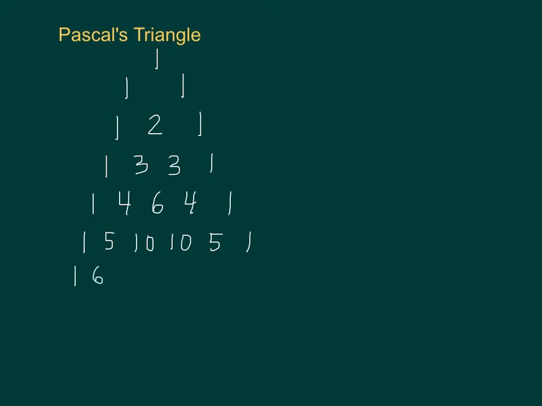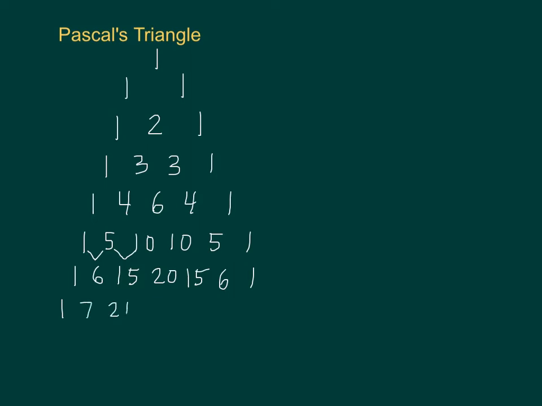So again, I'm just adding these numbers above. To get 6, I added this 1 and this 5. I added those to get 15. Notice how it's symmetrical. You see the pattern here. Now we can go on and on and on, but obviously it's going to get pretty tedious. We don't typically go beyond this row right here.